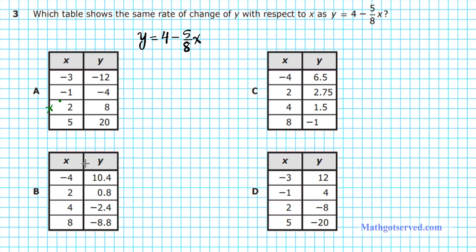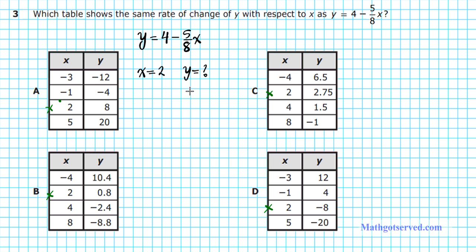We're going to use this ordered pair right here, this ordered pair, this ordered pair, and this ordered pair. So we're going to plug 2 into this function and see what the output is. Is it going to be 8? Is it going to be 0.8, -8, or 2.75? I'm going to do this by hand first, and then I'll show you how to use your calculator to do this. Okay, so when x is equal to 2, y is what? That's the question. We have 4 options.